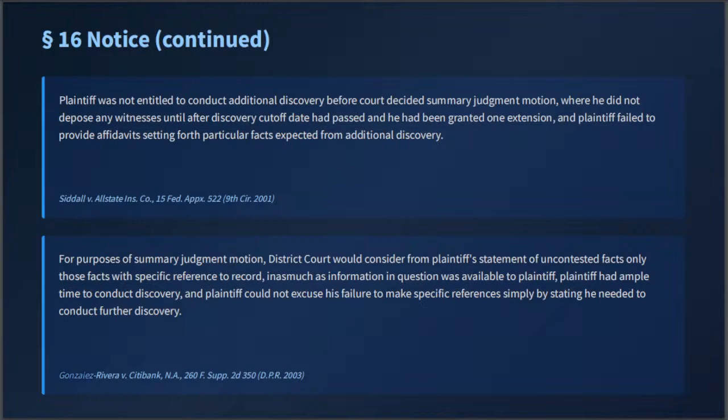And we have the one with Gonzalez Rivera versus Citibank, NA, from 2003. For purposes of summary judgment motion, district court would consider from plaintiff's statement of uncontested facts only those facts with specific reference to record. Inasmuch as information in question was available to plaintiff who had ample time to conduct discovery, plaintiff could not excuse his failure to make specific references simply by stating he needed to conduct further discovery. So specific reasons, good cause, those kinds of things. Let's continue here.